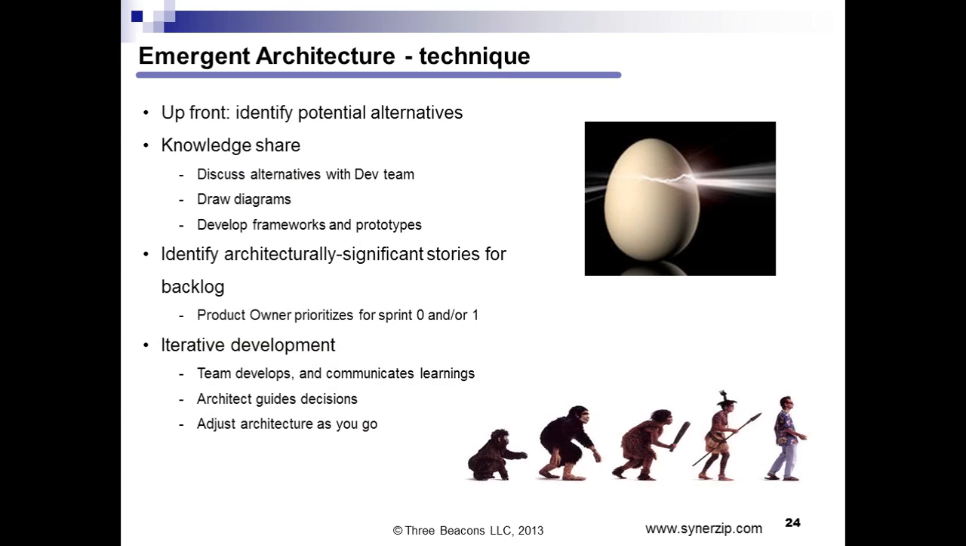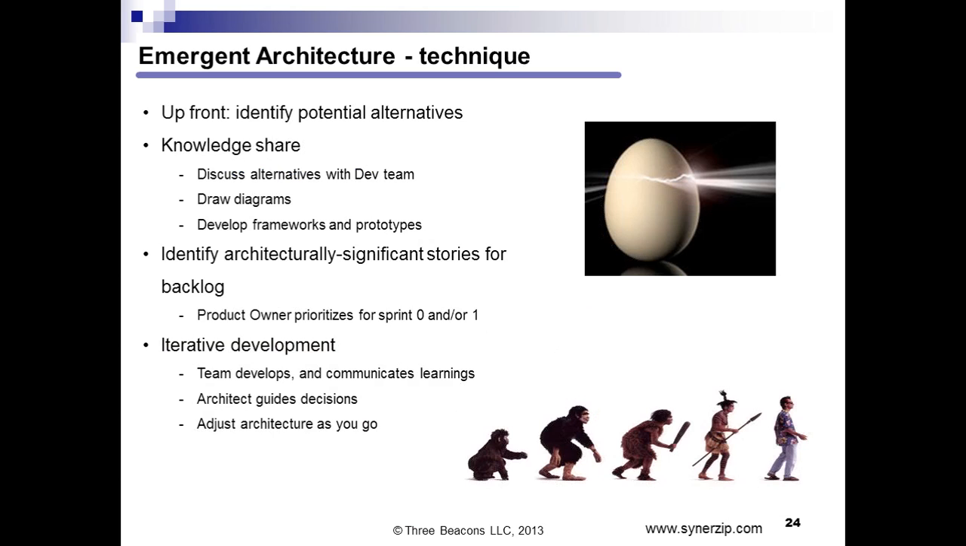And again, as the architecture stories are identified, you want to try to get them prioritized high enough to get them developed and the learnings within the first 3 or 4 sprints. Okay. Yeah, that's a very good question.